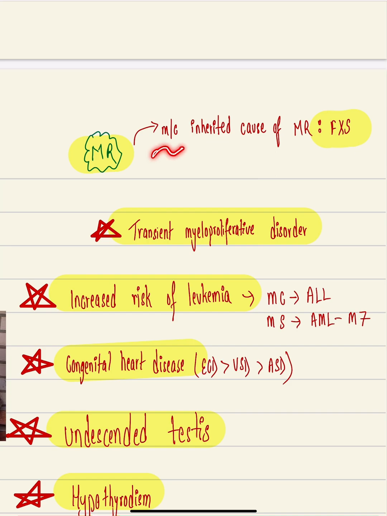But the most common inherited cause of mental retardation is Fragile X syndrome.